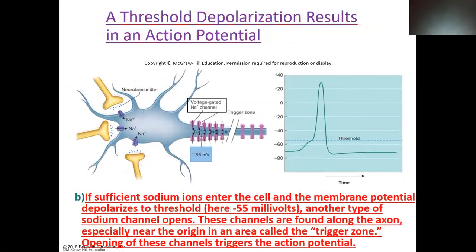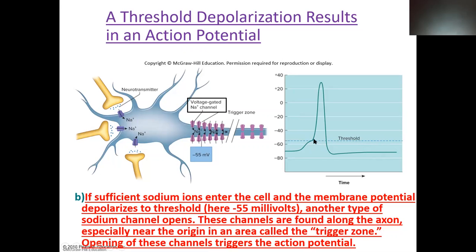Now, if we look at this picture, you can see here that we do have enough sodium entering in through these chemically gated channels that it actually causes these voltage gated channels to open up here in the trigger zone. Remember, the axon hillock is the trigger zone. And so now what is this number? -55. That is our threshold. So that's what it's showing you on this graph over here. This dotted line means that the stimulus was strong enough to get the neuron to threshold.